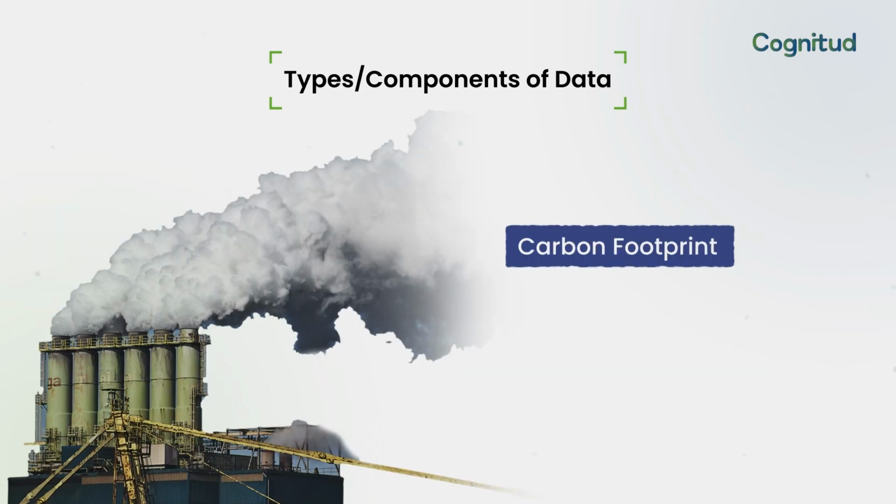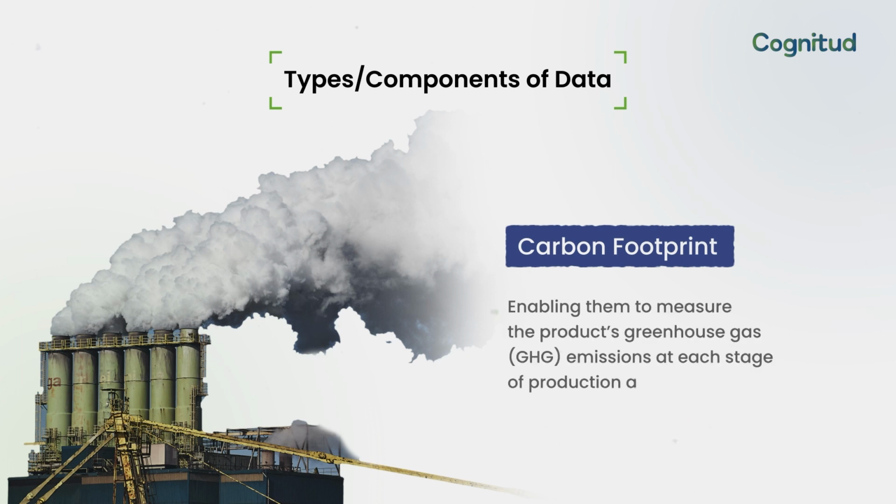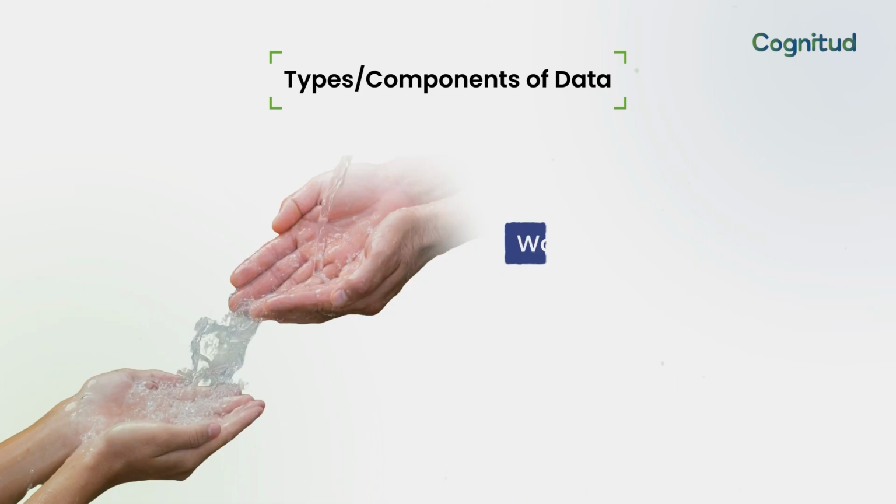Digital product passport allows a customer to know how much a product has gone through responsible practices and at what stages, enabling them to measure the product's greenhouse gas emissions at each stage of production and distribution. Water footprint also adds up.